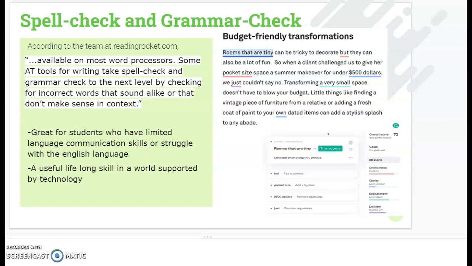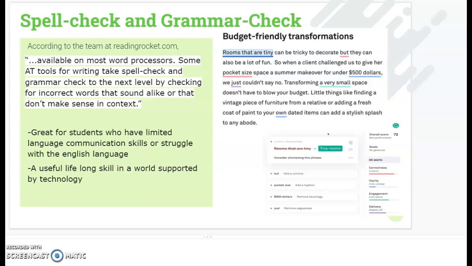Spell check and grammar check, according to the team at Reading Rockets, is available on most word processors. Some AT tools for writing take spell check and grammar check to the next level by checking for incorrect words that sound alike or that don't make sense in context. So all of our one-to-one student tools have Grammarly embedded on them. So it's great for students who have limited language communication skills or struggle with English language.